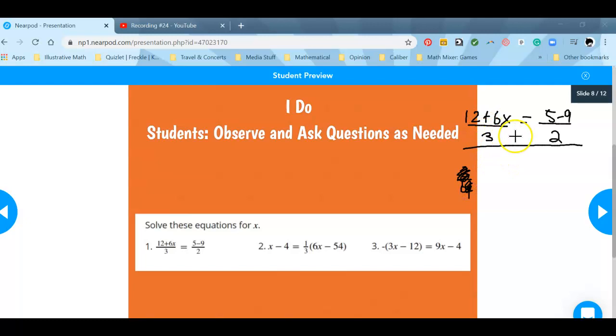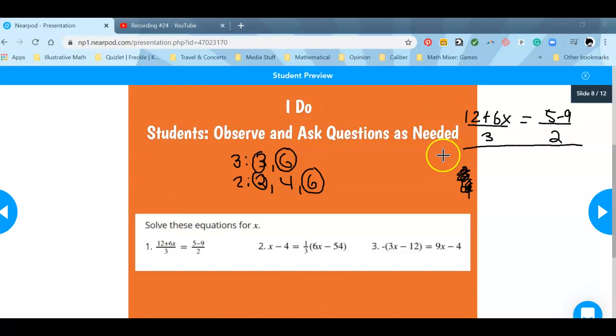All right, so we'll go over here. If I look at 3 here and I look at 2, I need to find a number that they both are factors of. So 3 times 1 is 3, 3 times 2 is 6, 2 times 1 is 2, 2 times 2 is 4, 2 times 3 is 6. Oh, we found the smallest multiple. Notice 2 times 3 is 6, and 3 times 2 is 6. So there we have it. I'm going to use 6.